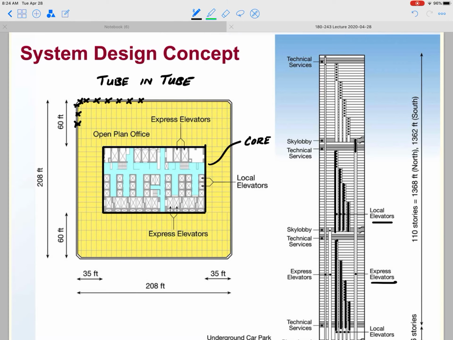And then you had these express elevators. So if you worked on the top floor, you would take an express elevator up to, say, floor 70, and then from 70 up, you would take these local elevators. That was actually one of the really big innovations that allowed this building to be so successful.